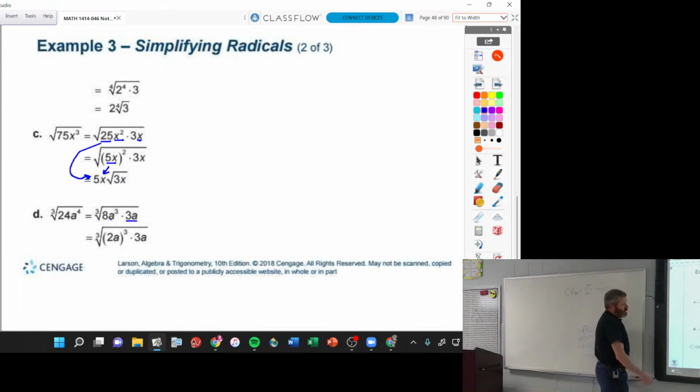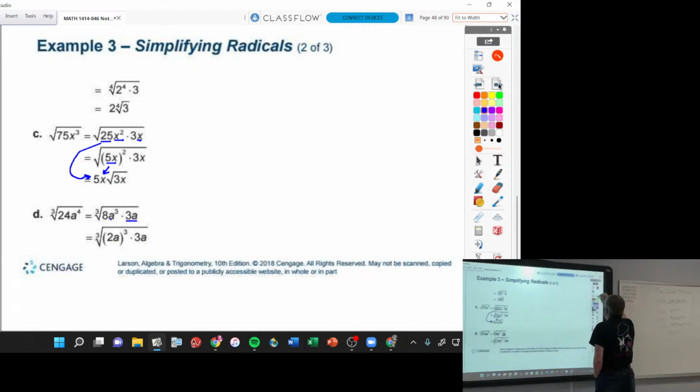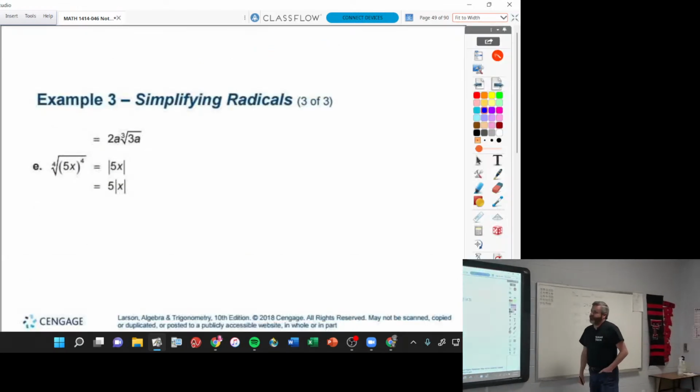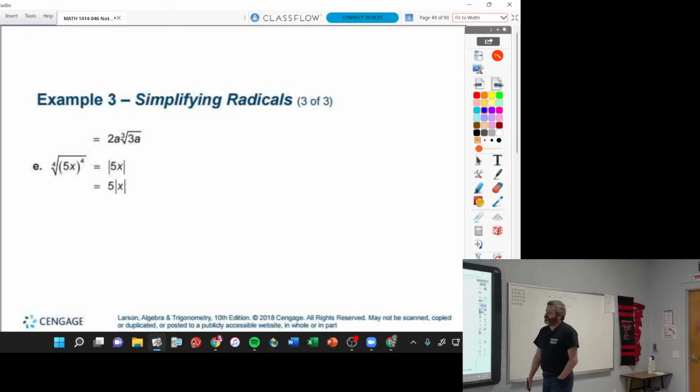8 is a perfect cube, 2 times 2 again, times 2. So they rewrote 8a cubed as 2a in parentheses cubed, because 2 cubed is 8 and a cubed is a cubed. And by writing it this way, I can see that the 2a does come out of it, because a perfect cube is simply going to be 2a. And the 3a will be left behind inside the radical as shown in this next step.